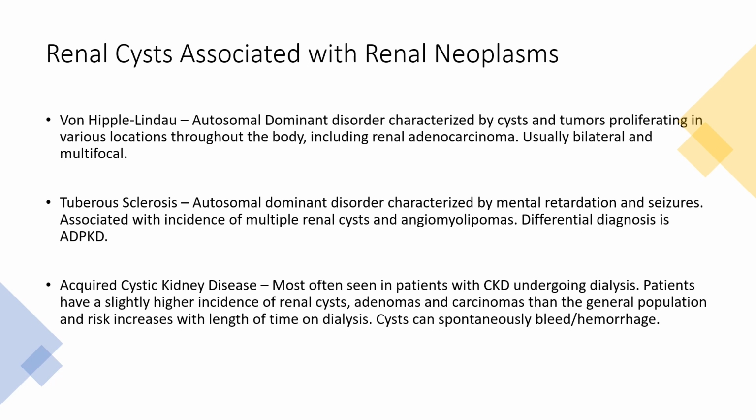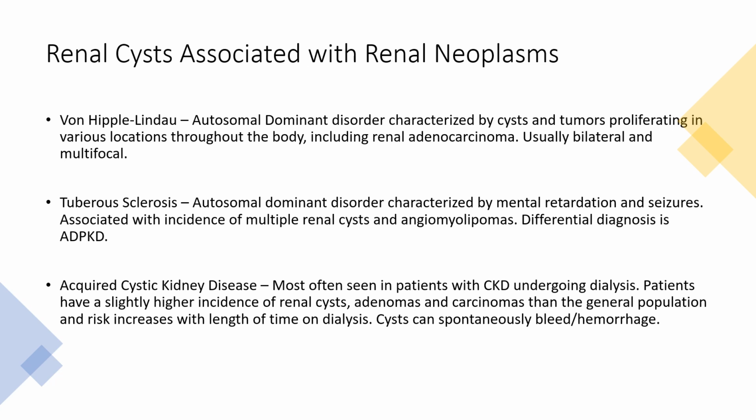Tuberous sclerosis is also autosomal dominant, and it's characterized by mental retardation and seizures, associated with an incidence of multiple renal cysts and angiomyolipomas. Now, you want to be careful with tuberous sclerosis. Definitely pay attention to the rest of your patient, because the differential diagnosis is going to be autosomal dominant polycystic kidney disease. But that one doesn't always come with mental retardation and seizures, so know your patient so that you know the difference.